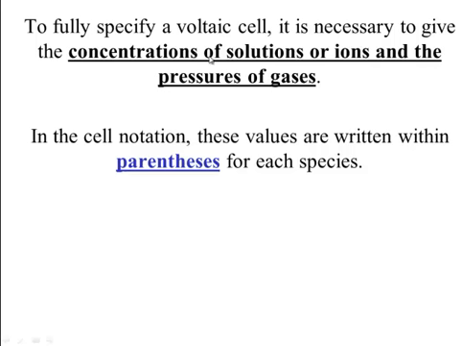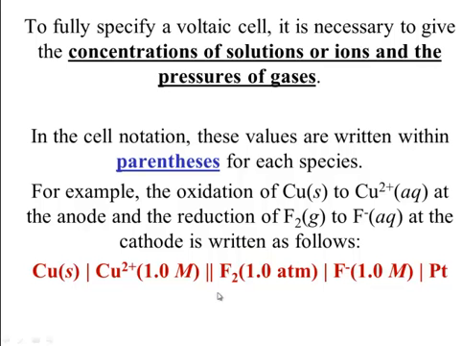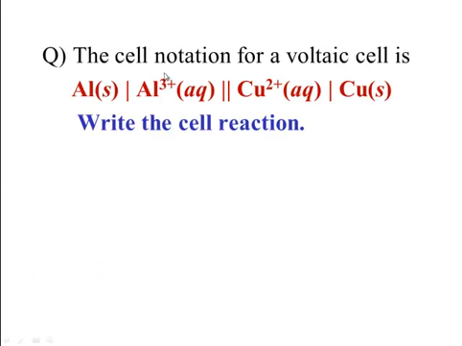Now, if you want to fully specify a voltaic cell, it is absolutely important to represent the concentration of the solutions or ions, and if the gas is involved, then we have to represent their pressures. These concentrations or pressures are always represented in a bracket or parenthesis, as I have shown you all earlier, and as you can see in this particular representation. The copper ion concentration is 1 mole per liter, fluorine pressure is 1 atmosphere, and fluoride ion concentration is 1 mole per liter.